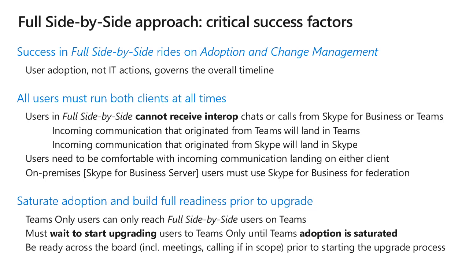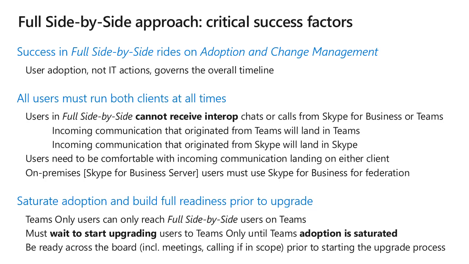So that means we need to wait to start upgrading users to Teams only until we hit that saturation level of adoption, right? Take the example of my Skype Online organization. Say I have 1,000 people. I can't deploy the client to 100 people and say, cool, now let's take those 100 people and upgrade them to Teams only, because the other 900 folks that are out there haven't gotten the Teams client yet. So how are the 100 people that are upgraded to Teams supposed to talk to the 900 people that don't have a Teams client yet if we're in this full side-by-side approach?